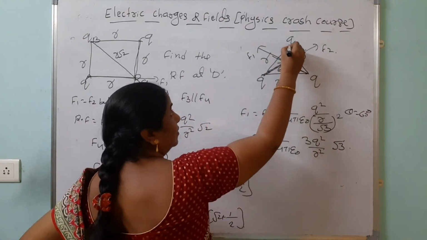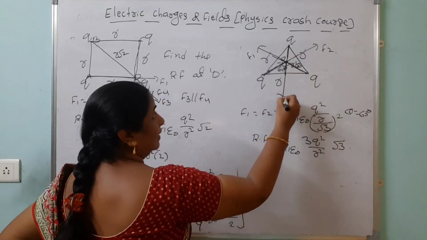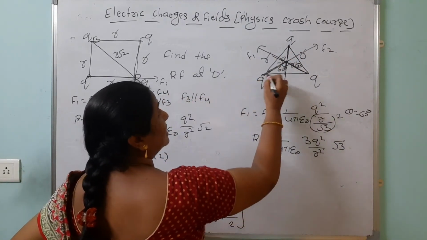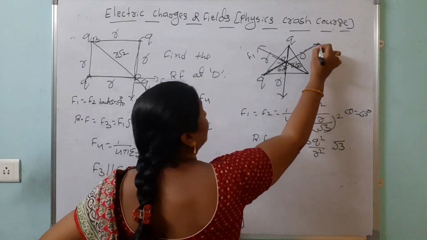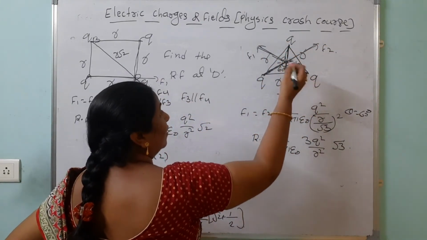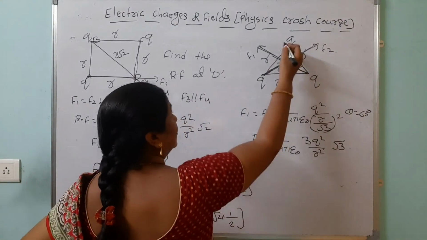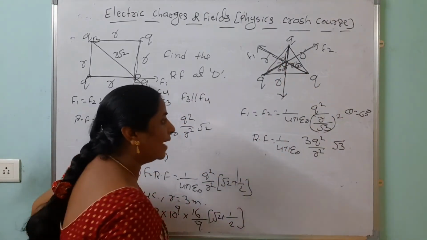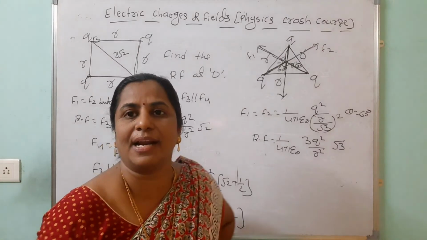But one more is there. This is also one more charge. It is acting like this. So the resultant of these two forces is acting like this, and the resultant is this one. And one more charge is there. That is acting downwards. Both are anti-parallel to each other, so we can subtract in this case.